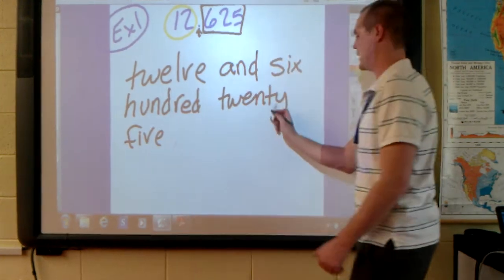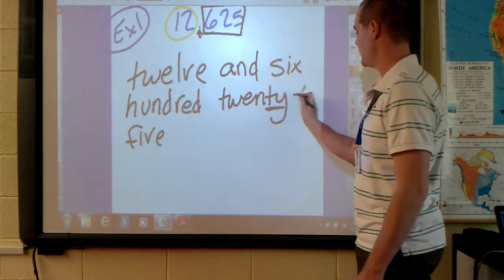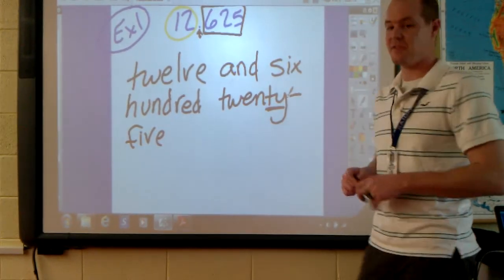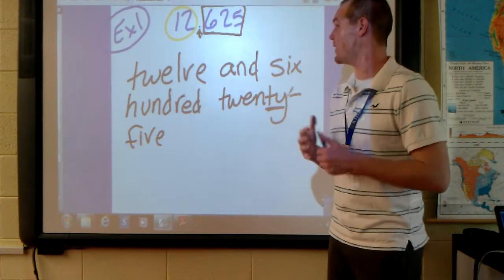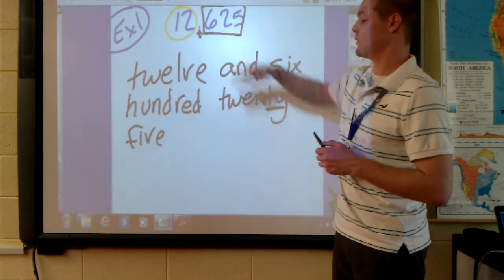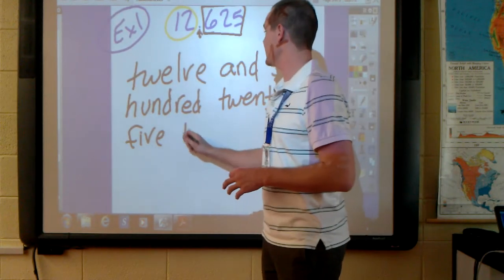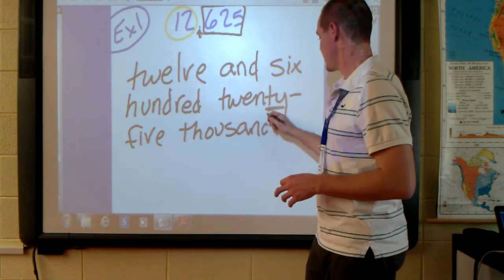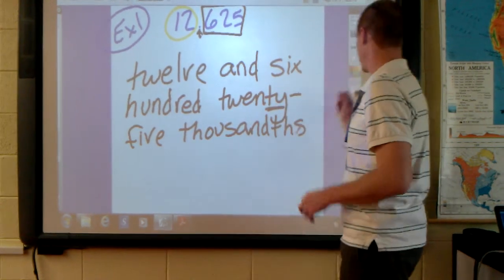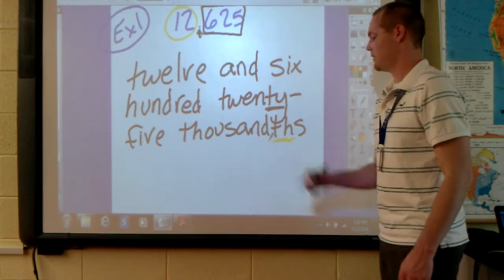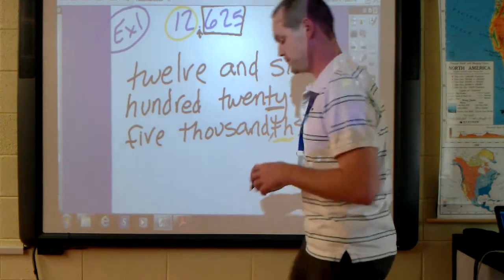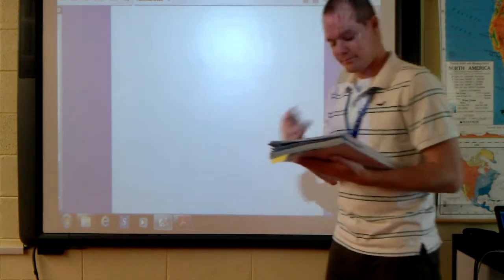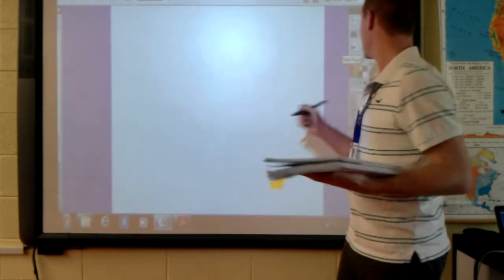Okay, remembering that we need to have a hyphen in between 20 and 5. Okay, 12 and 625. The final thing we put is the place value. This is in the thousandths place. So 12 and 625 thousandths. Okay, remembering that it's thousandths. And that's your answer for example number 1. Pause it, rewind it if you need to finish that up.